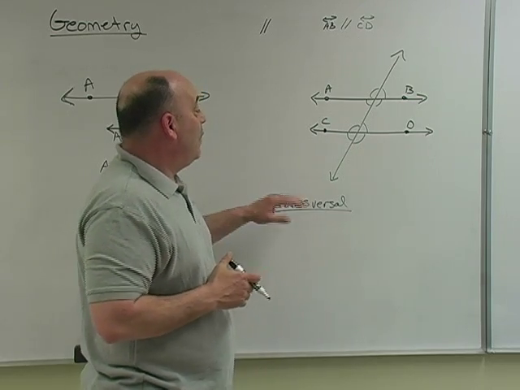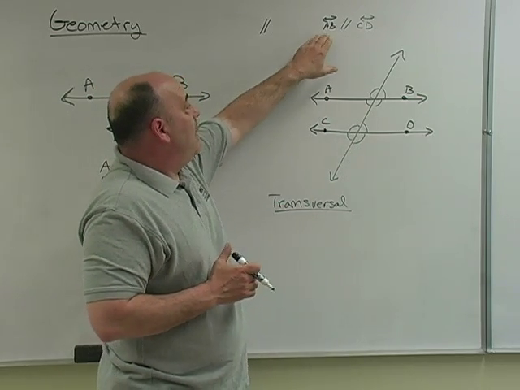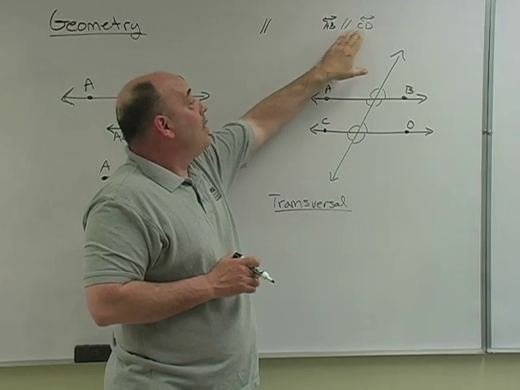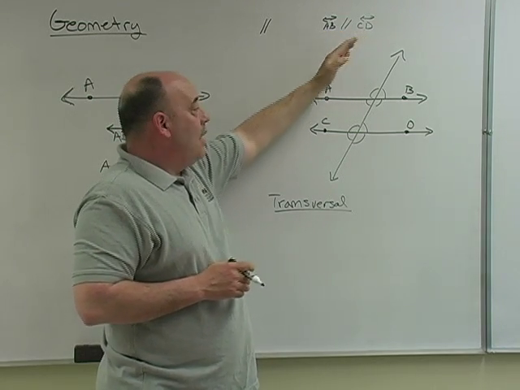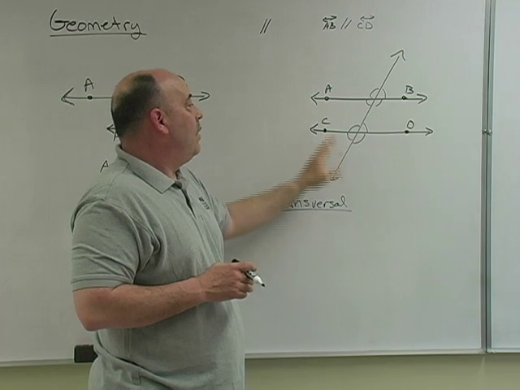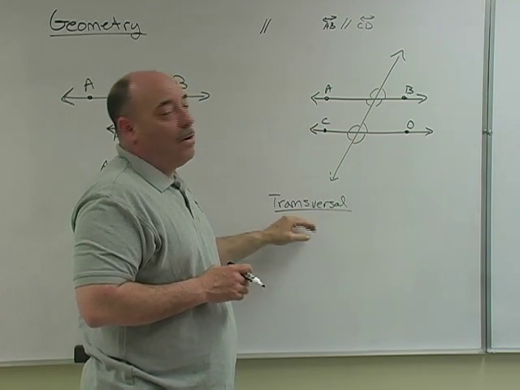But for the time being, what's important here is that you understand that line AB is parallel to line CD, and this is how you would write that. And that this line that crosses over AB and CD is called a transversal.